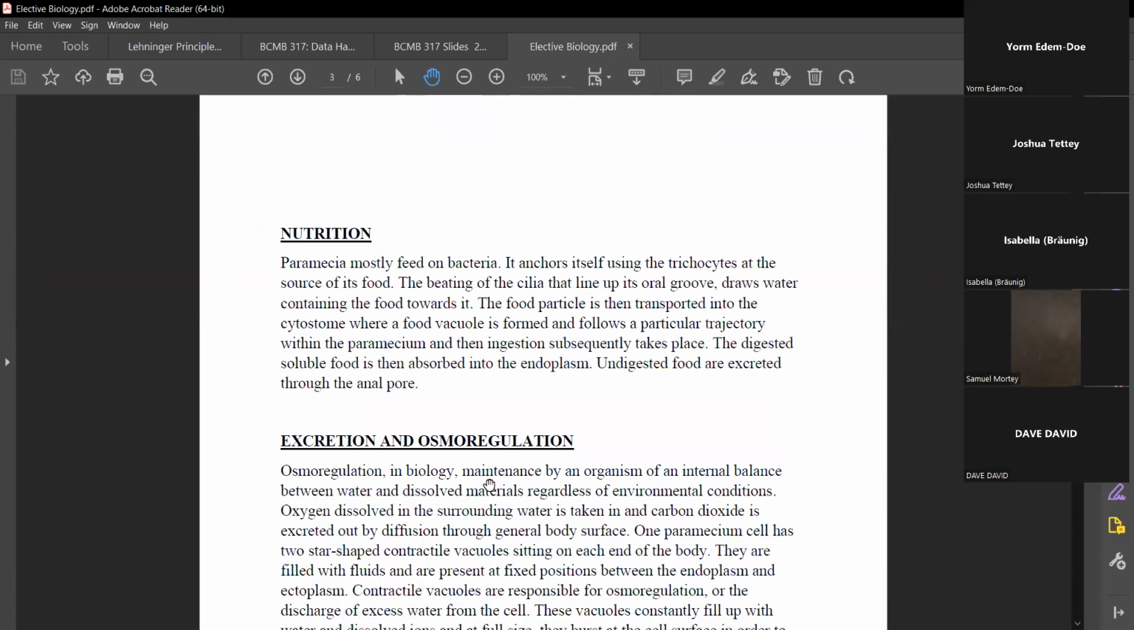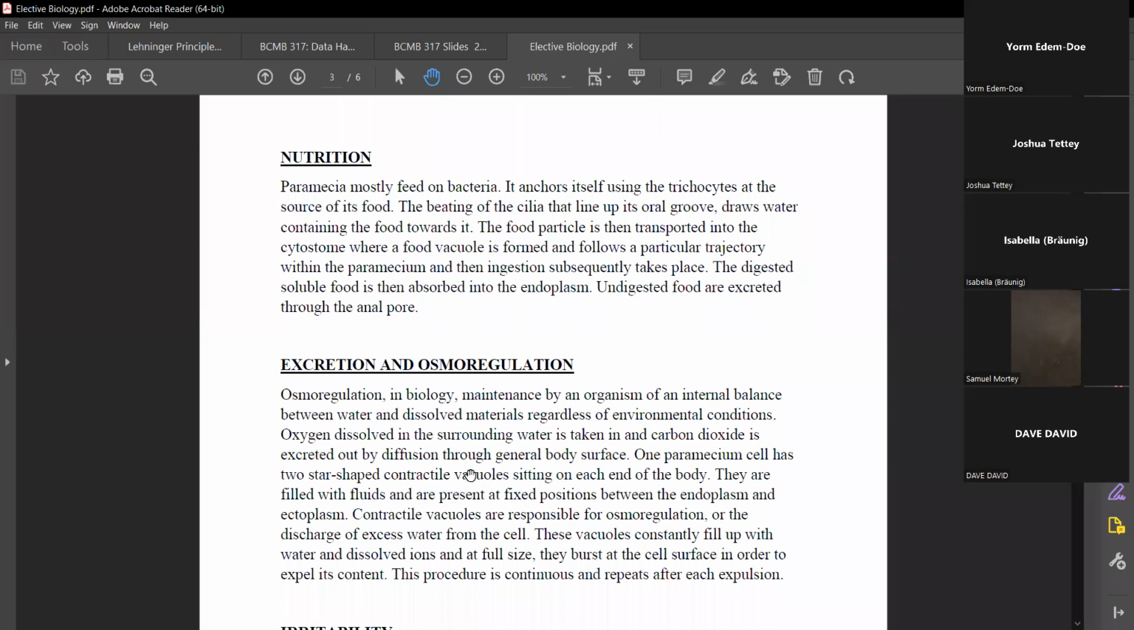So now for excretion and osmoregulation. Osmoregulation in biology is the maintenance of the internal balance of an organism between water and its dissolved ions, etc., regardless of environmental conditions. So what does this mean? The paramecium is an organism. It keeps moving, right? It's going into different areas or different environments. If it gets to these environments, it's isotonic with it. It gets here, it's hypertonic. It gets there, it's hypotonic. So it needs some checks and balances. So how does this happen? It happens through the contractile vacuole.